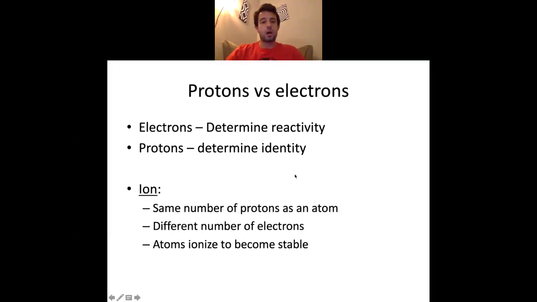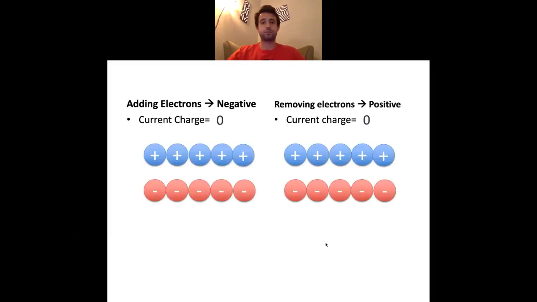An ion, some things you want to write down about an ion, is that it's got the same number of protons as a regular atom does. But the important thing now is that the difference between, say, a chlorine atom and a chlorine ion is that a chlorine ion is going to have a different number of electrons than a chlorine atom. And then remember, the reason why an atom would become an ion is to become stable. So all these 3 bullet points are the 3 main points you want to have written down in your notebook about ions.